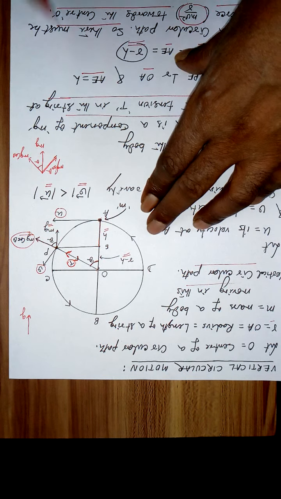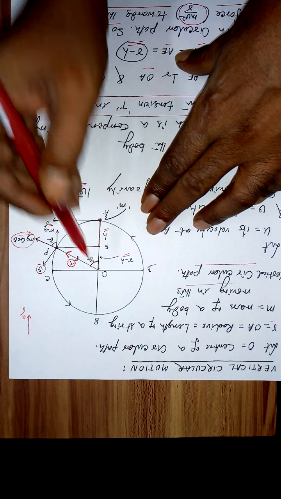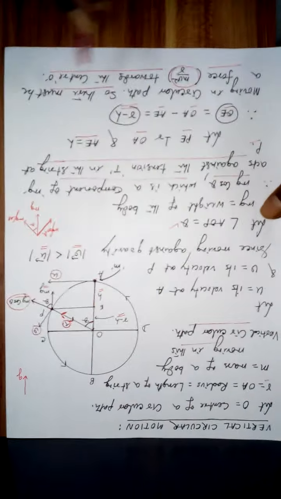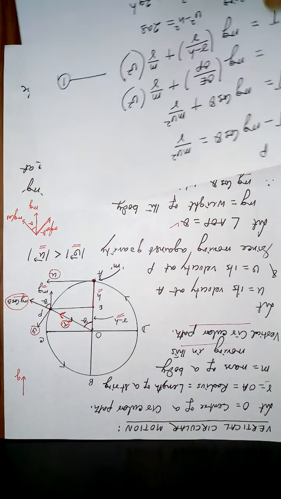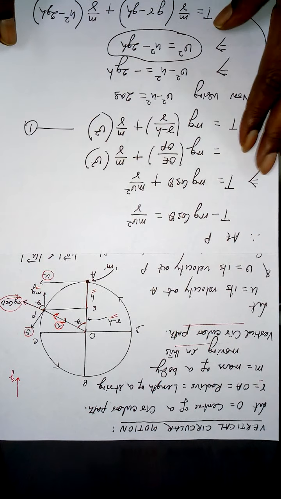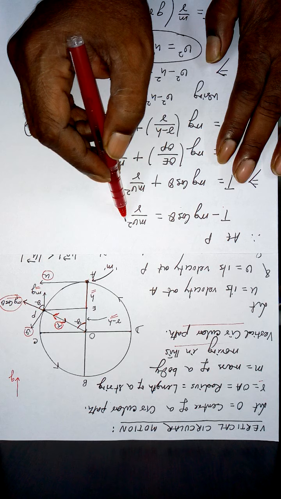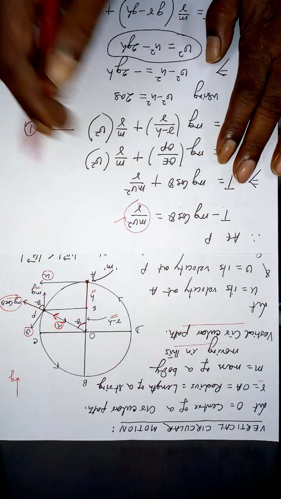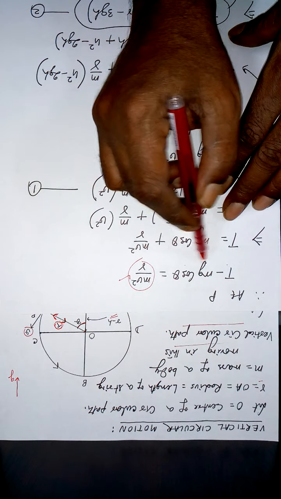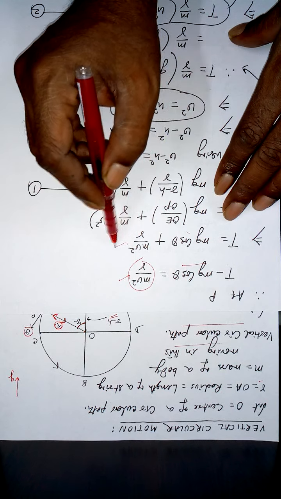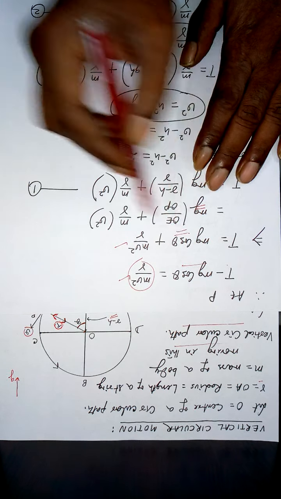So at point P, T minus mg cos theta, which is towards the center O, provides the centripetal force mv square by r. This was derived in the previous lesson. Now mg cos theta I take to this side, so this becomes T equals mg cos theta plus mv square by r. Now how much is cos theta?